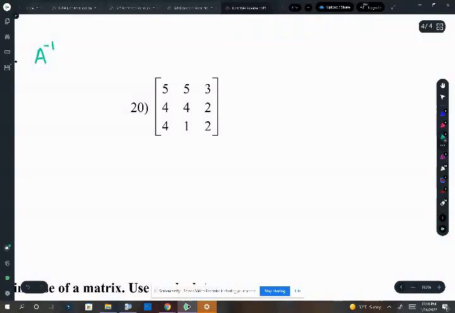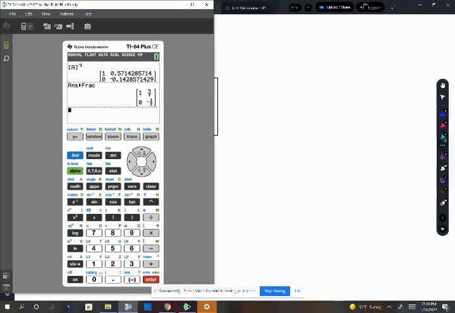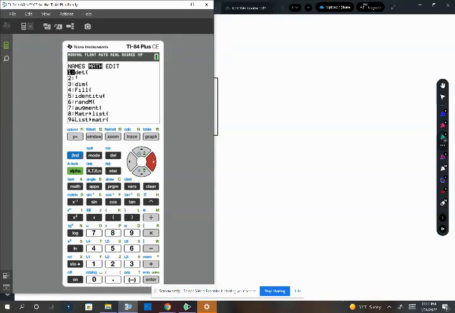For 20, it's the same thing. Okay, nothing is really changing. We go second, x negative 1. We're going to go over to edit. This time it's a 3 by 3. So we're going to go 3, enter. And then we're putting in our values. So we've got 5, 5, 3, 4, 4, 2, 4, 1, 2.